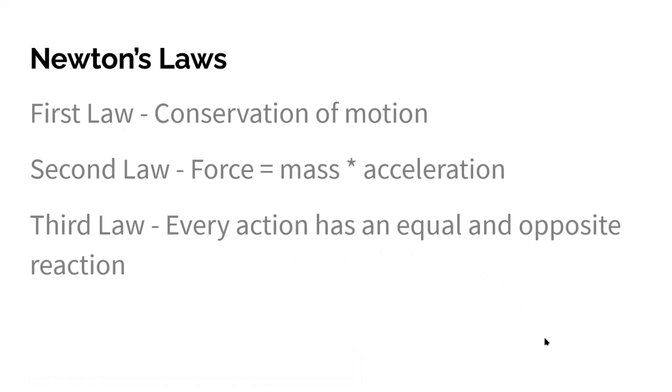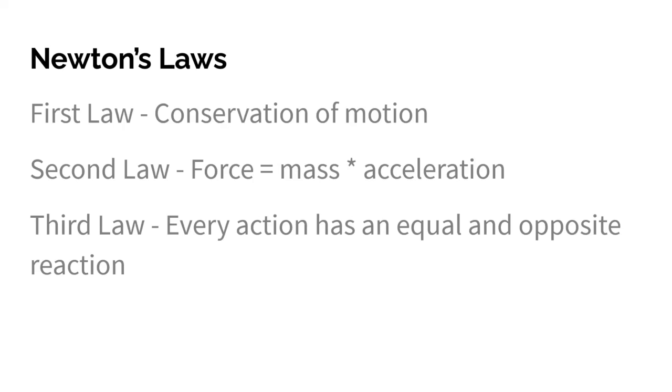Now, Newton's laws. The first law is conservation of motion. That means that something will not change its motion unless an outside force acts upon it. For example, say you were to hit a tennis ball with a tennis racket. That tennis ball would continue moving until it was acted on by gravity, or air resistance, or hitting somebody, or hitting your racket.